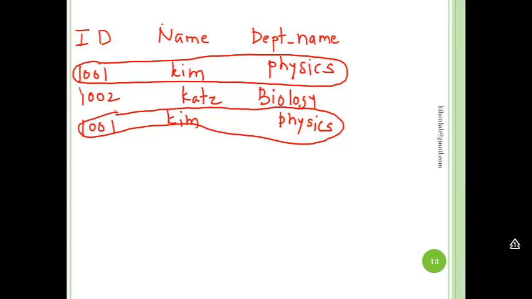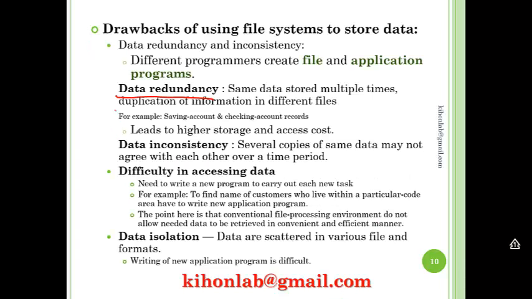Why does this happen? Because the application program is written and the same program may be handled by multiple programmers, so these duplications may happen. This is called data redundancy, the duplication of data. It leads to higher storage and access cost, because multiple times the data is stored because of the programmers. And if I would like to access record 1001, I will get two copies of the information. For example, a savings account and a checking account record.